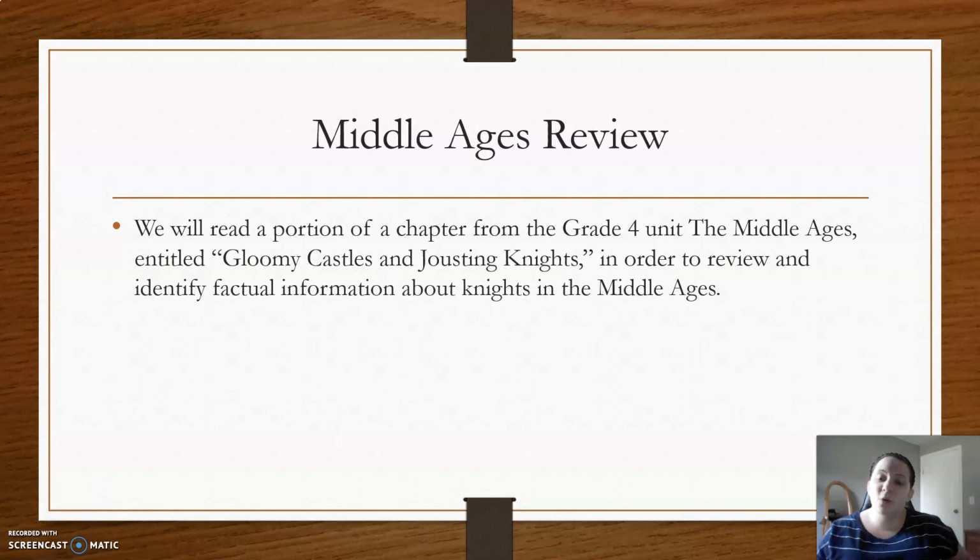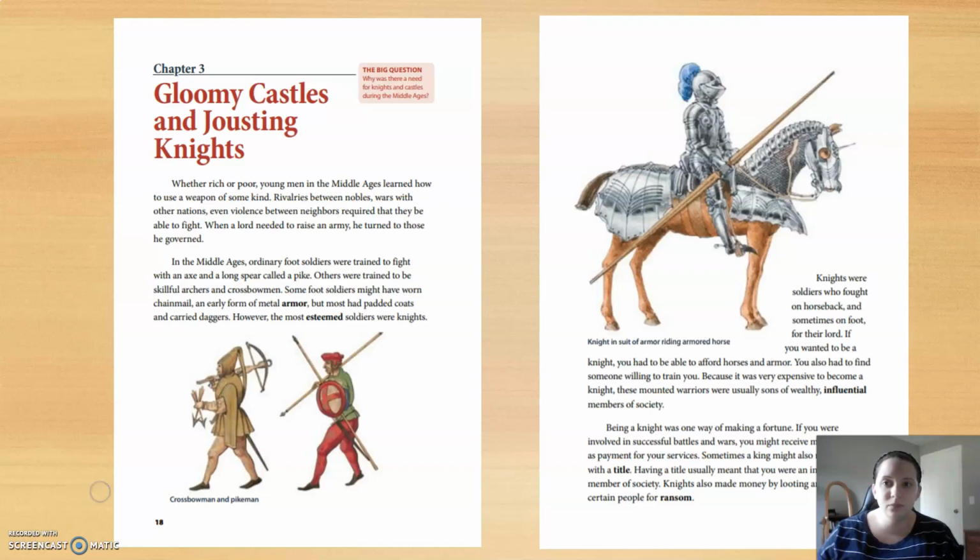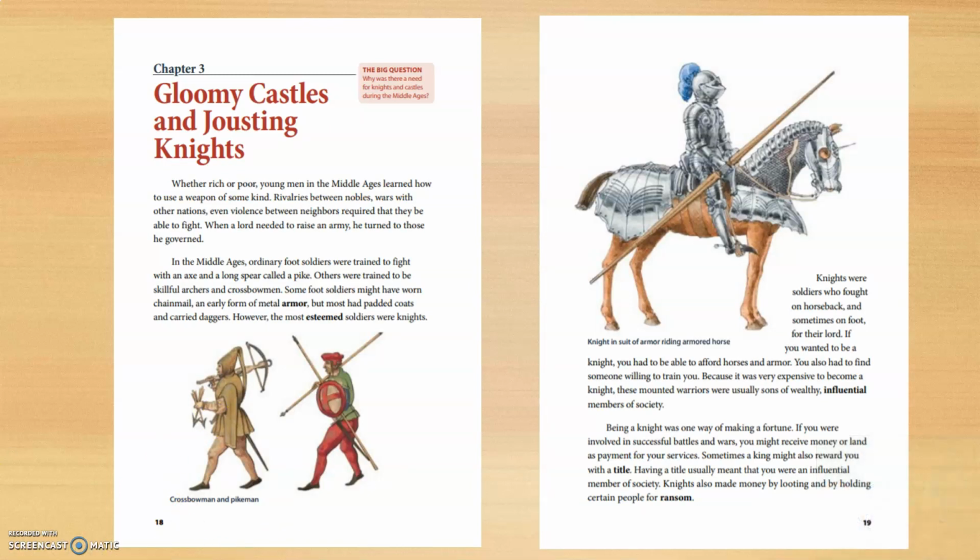So we're going to read a portion of a chapter from the grade 4 unit on the Middle Ages, and it's entitled Gloomy Castles and Jousting Knights. This is just to review what knights are and some information about them. I'm going to turn my video off so you guys can see what I see. Perfect. So, Chapter 3, Gloomy Castles and Jousting Knights.